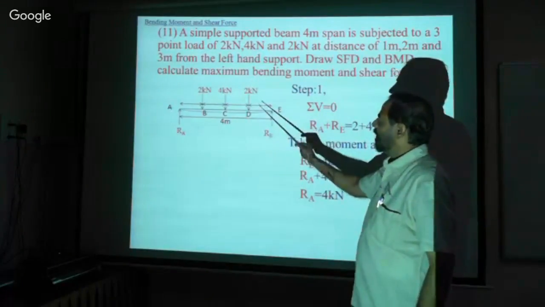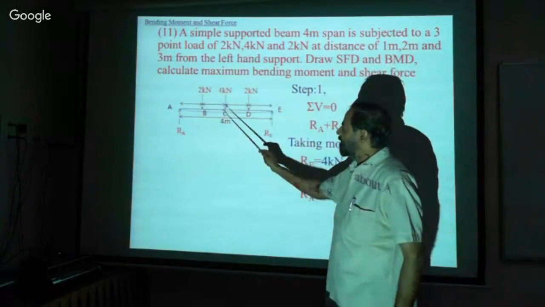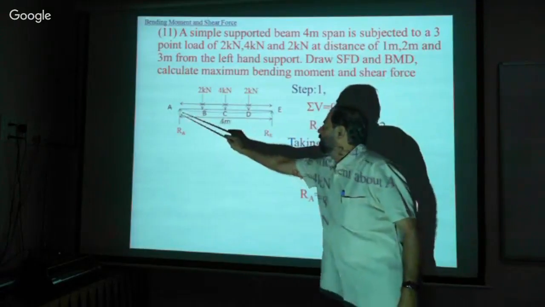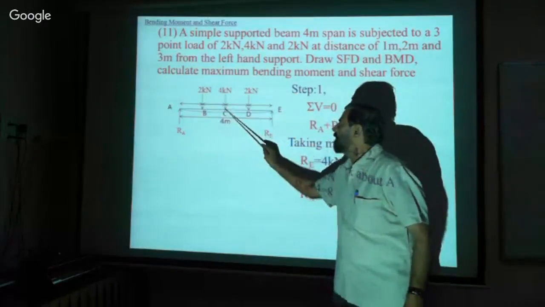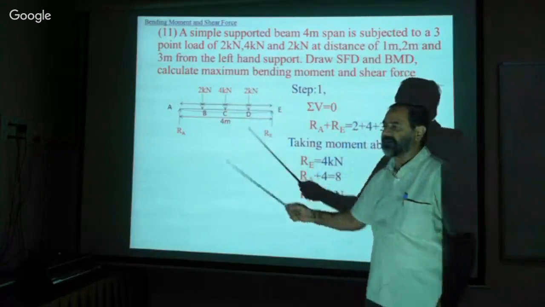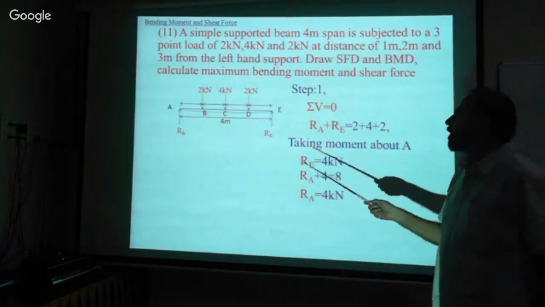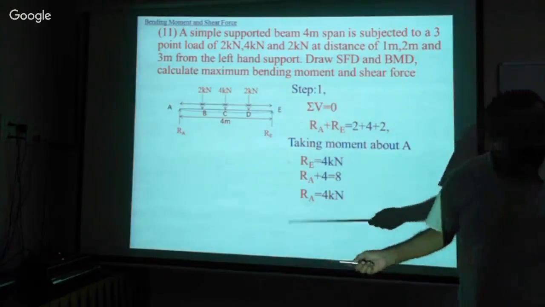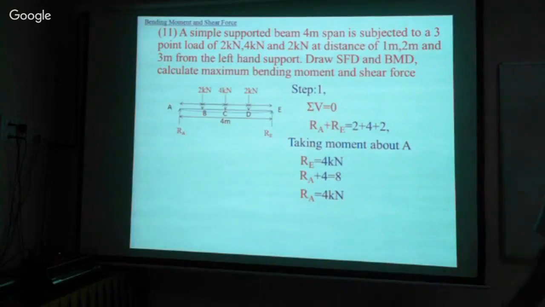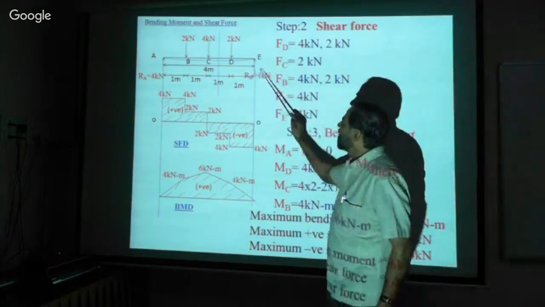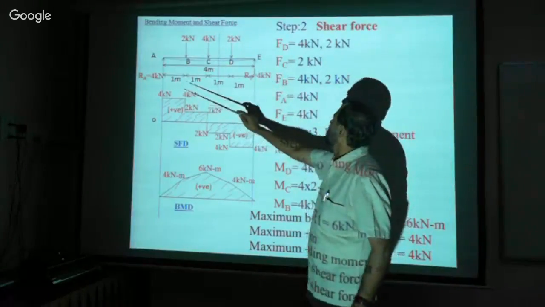Otherwise, straight away we can write down. Simply, when you look at this beam, the beam is symmetrically loaded. From here it is 1 meter, from here it is 1 meter, and from here to here it is 1 meter, from here to here it is 1 meter. The beam is symmetrically loaded, doesn't it? So therefore, now it is very easy to calculate. Now immediately after calculating the reactions, then compute this diagram now.